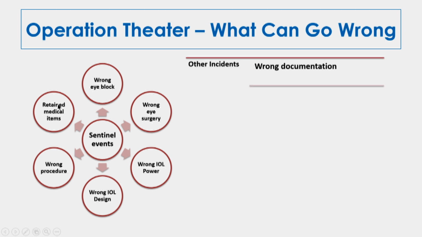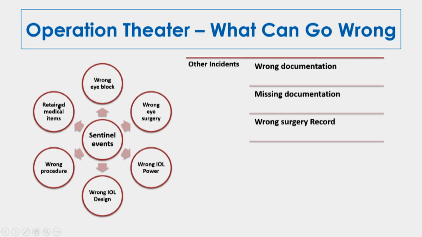The other incidence is wrong documentation. You operate on the right eye, but you document in the case sheet as left eye. Or even when you give the discharge summary, things can get changed. Sometimes there is missing documentation, or a wrong surgery record. Now you operate everything well, but you put all the right documentation in a totally different patient's case sheet.